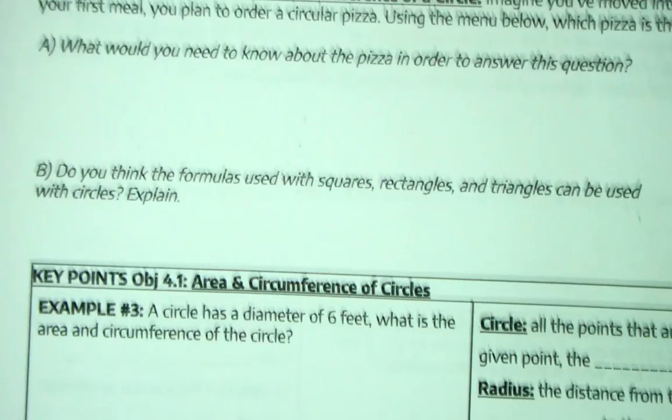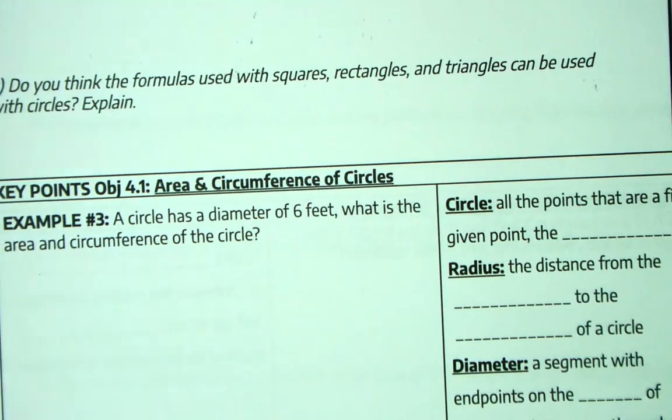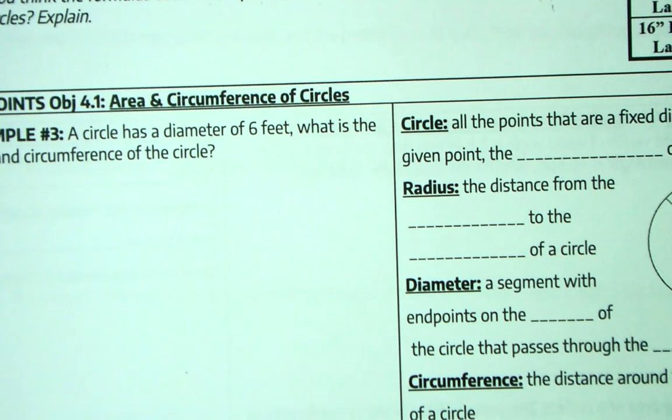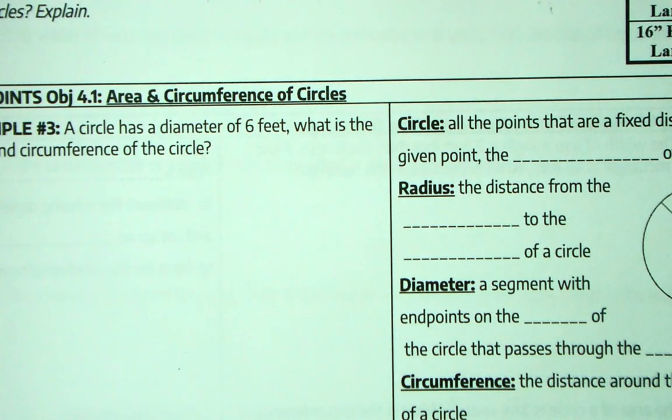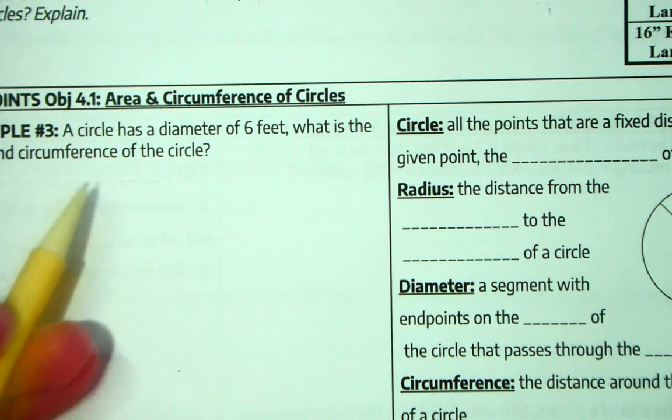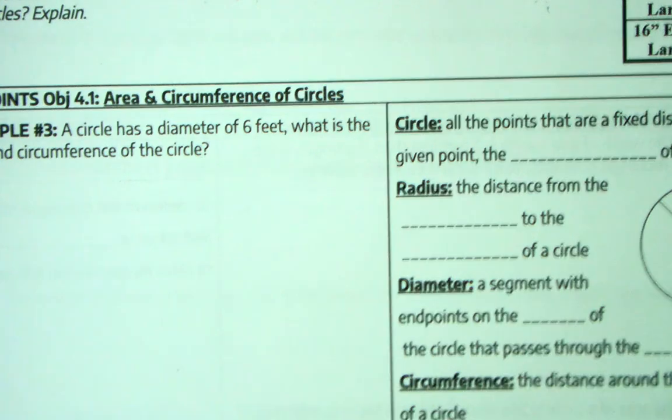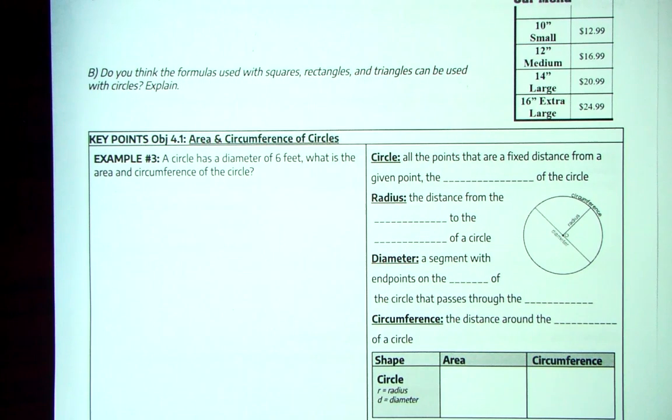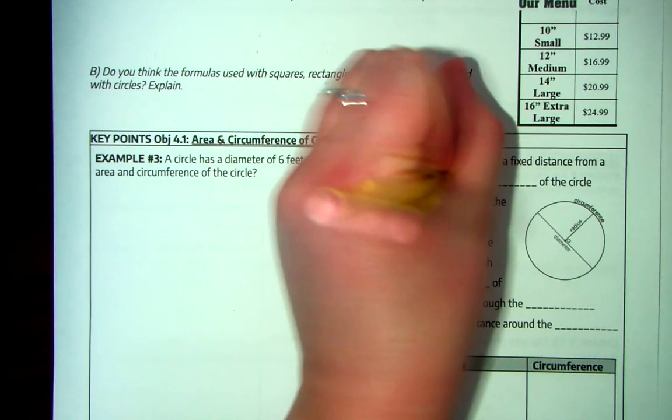Let's jump to our medium practice. Or jump to our next key points box. Next, we're going to talk about circles. So a circle is all the points that are a fixed distance from a given point, which is the center of the circle.